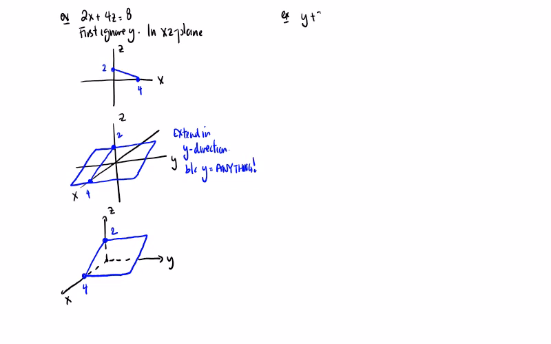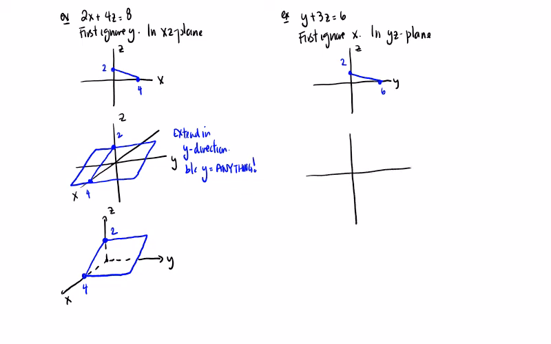Say y plus 3z equals something like 6. So now first ignore x, and we would look in the yz plane. So I'll draw the yz plane. What we'll do is we'll say like, okay, well, when y is 0, z is 2. And when z is 0, y is 6. That's that line. Then what we'll do is we'll move this into 3-dimensional space.